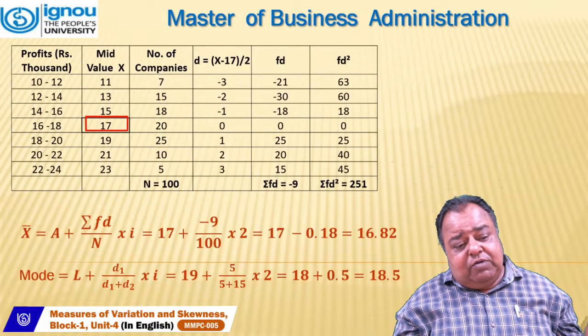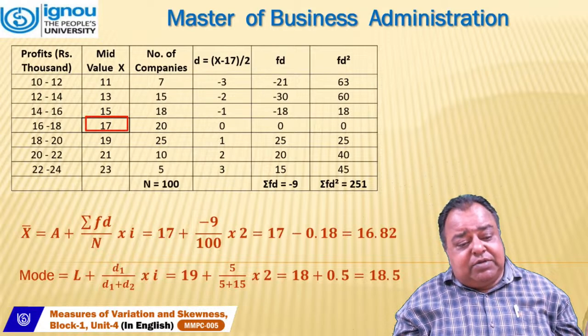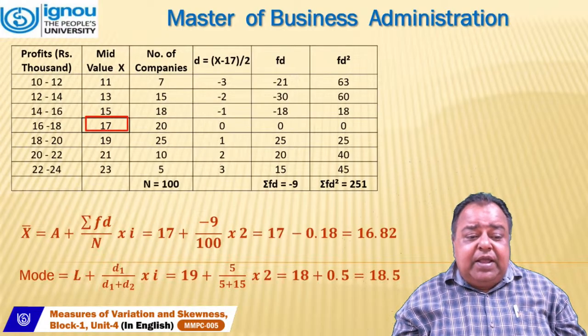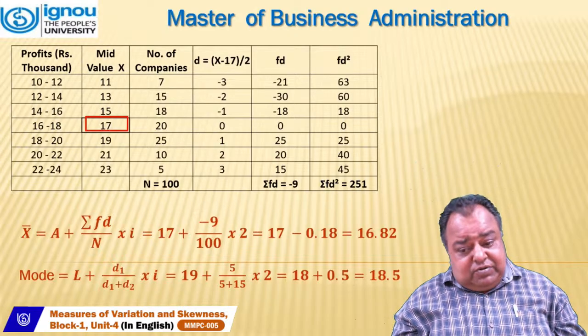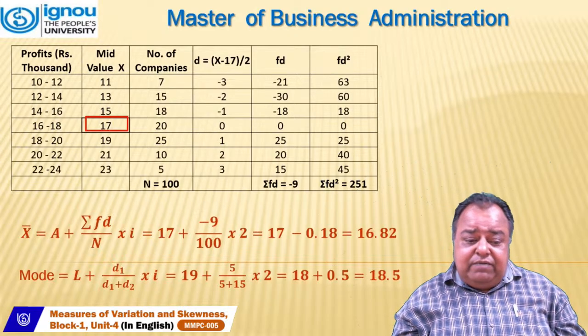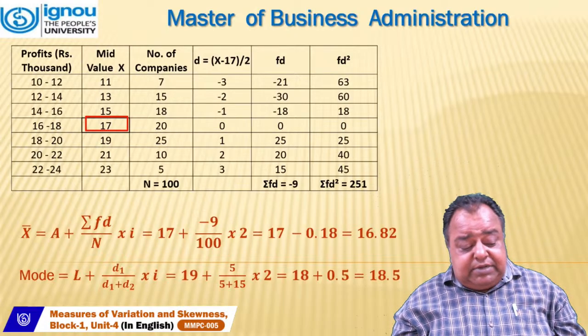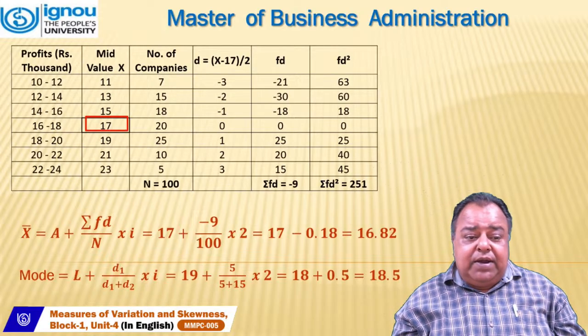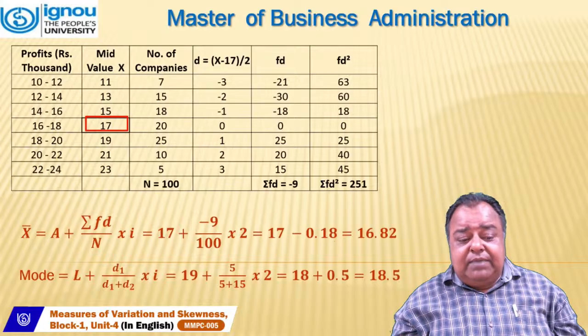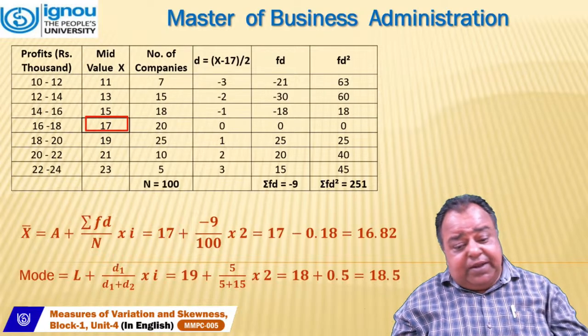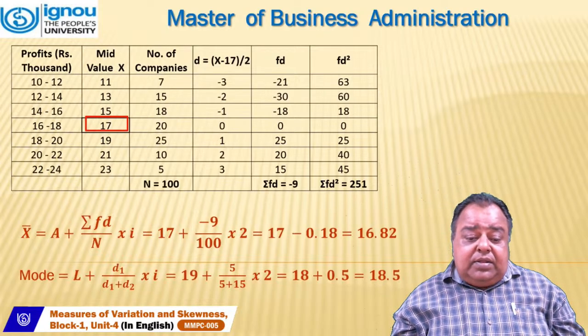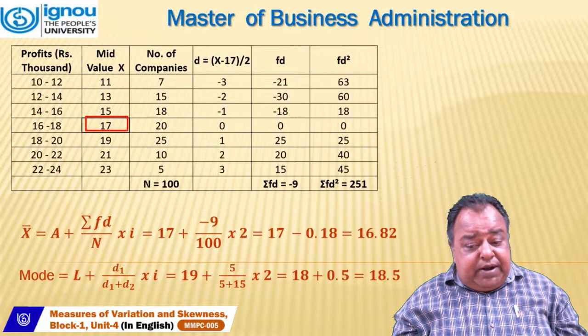First of all, we have to evaluate the mean. Mean x bar is equal to A plus summation FD upon N into I. Your A is 70, your summation FD is minus 9, your N is 100, and I is 2. After evaluation, you can find its mean. Its mean is equal to 16.8. Now we will evaluate mode. Mode is equal to L plus D1 upon D1 plus D2 into I. That comes out to be 18.5.